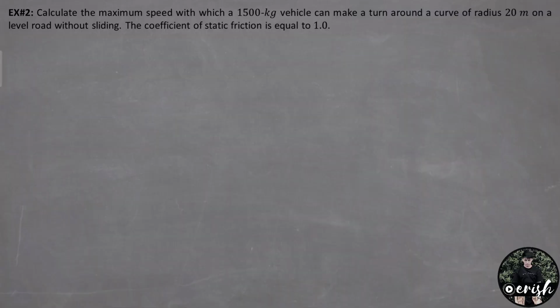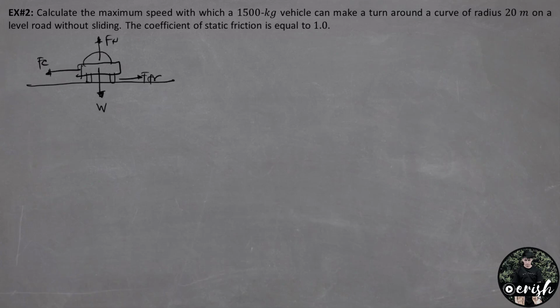Example number 2: calculate the maximum speed with which a 1,500 kg vehicle can make a turn around the curve of radius 20 meters on a level road without sliding. The coefficient of static friction is equal to 1. So, let's draw again the figure. Same lang sila na figure ng example number 1.